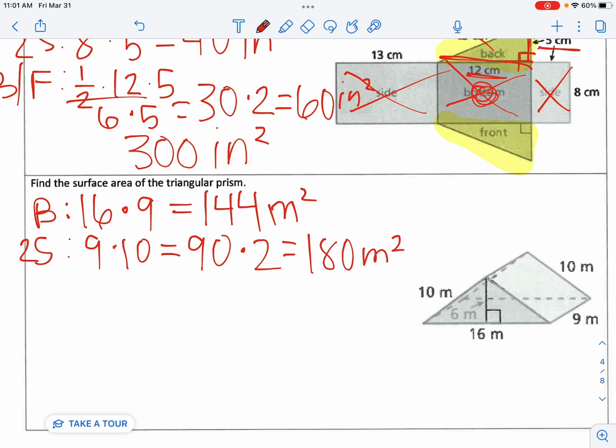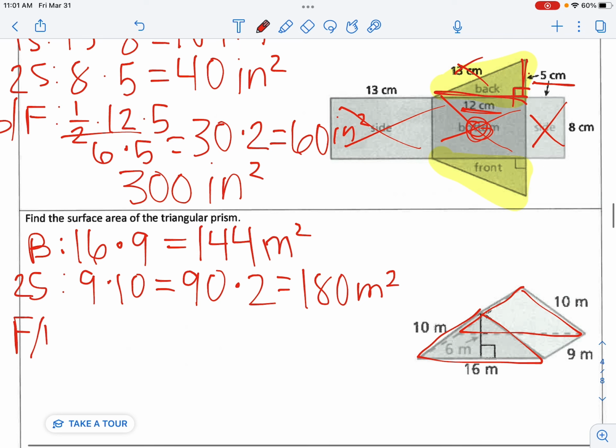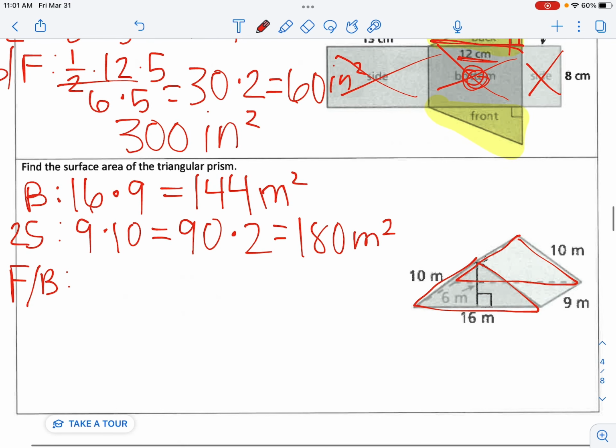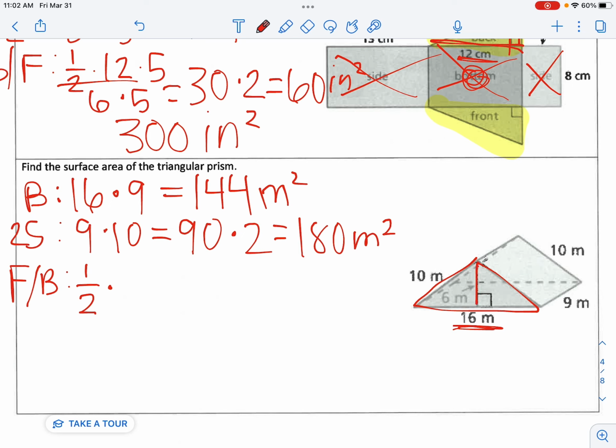And then lastly, we have our 2 triangles, which are the exact same. So we get to multiply them by 2. So I'm going to write, because they are the front and the back. Front and back. Okay. Whatever our base and our height is, we have to multiply by a half. So I'm going to erase this just so we can see the front more clearly. Okay. So my base is 16, and my height is this line right here, which it says is 6. So ignore the 10. That is our slant.